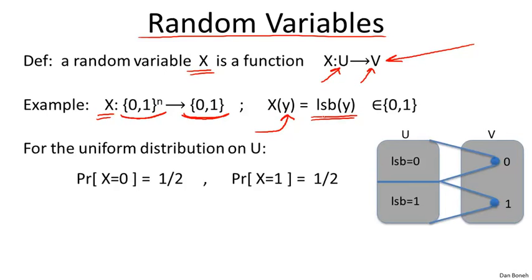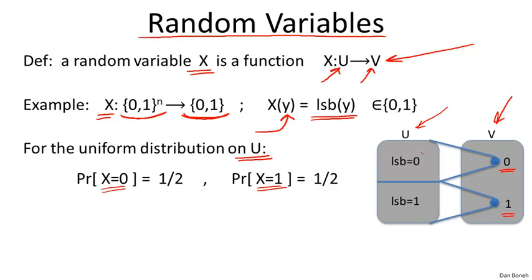Now let me ask you, suppose we look at the uniform distribution on the set {0,1}^n. What is the probability that this random variable outputs 0, and what is the probability that the random variable outputs 1? Well, you can see the answers are half and half, but let's just reason through why that's the case. Here we have a picture showing the universe and the possible output space. In this case, the variable can output either 0 or 1. Well, when does the variable output 0?